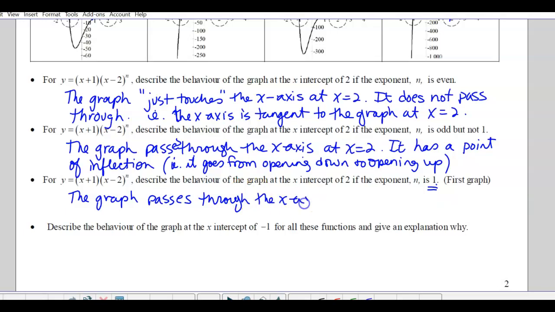Okay, but it does not have a point of inflection. So you can say it passes through in a straight line, but it's not actually a line, so you have to be a little bit careful about that.